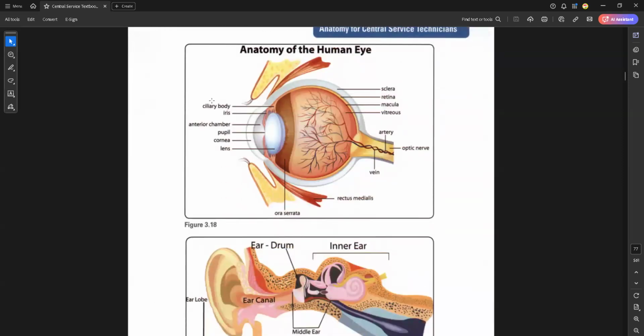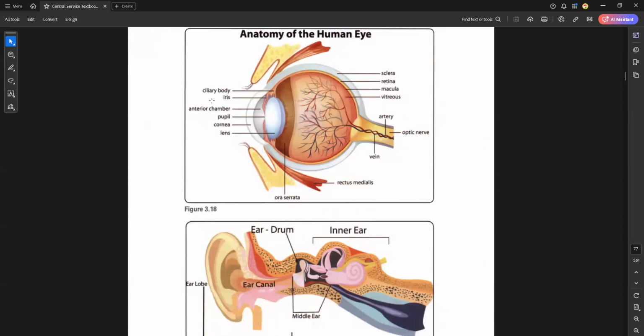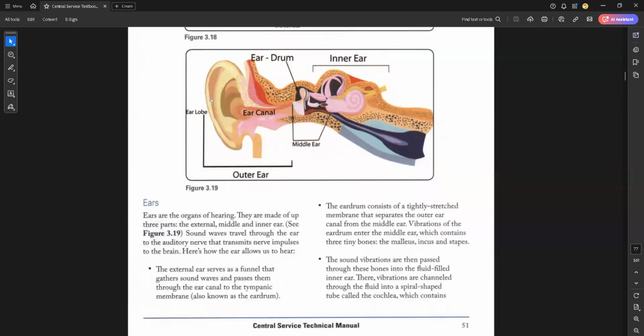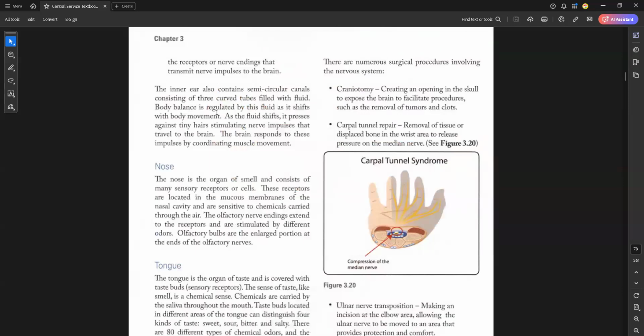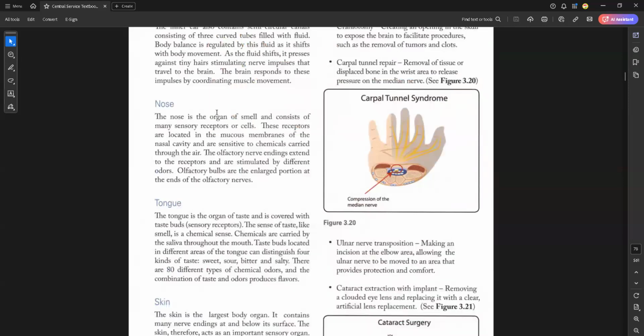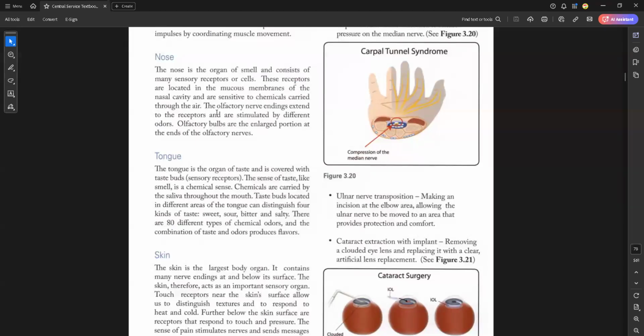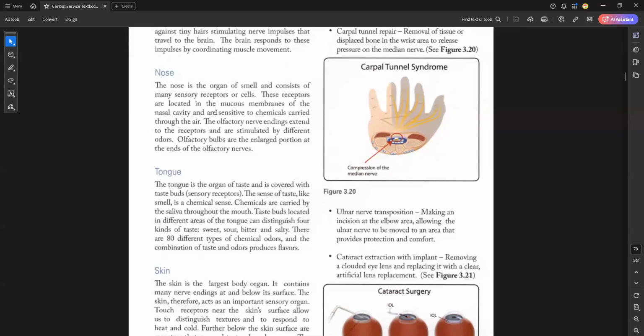Yes, as you can see, these are the parts of the eye. And we also have the ear. The ear is also there. The eardrum. Next, yeah. The nose is also there.